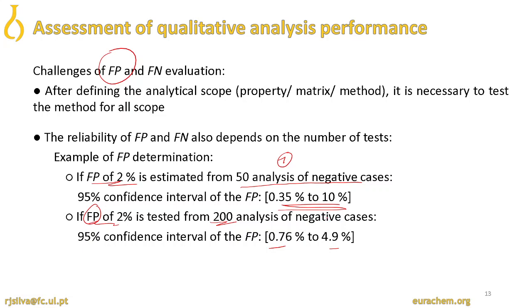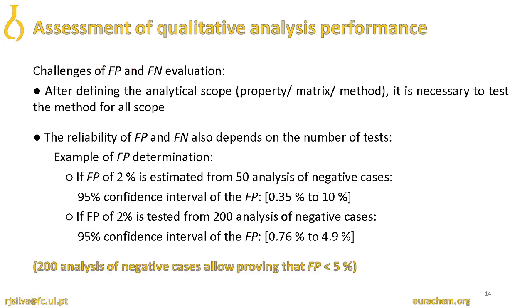And this is very useful to plan how many tests you need to get reliable false positive or true positive result rates. From this example, you know that if you perform 200 tests, you can prove that false positives will be smaller than 5%. That could be the requirement for your analytical method. So this information is really relevant.